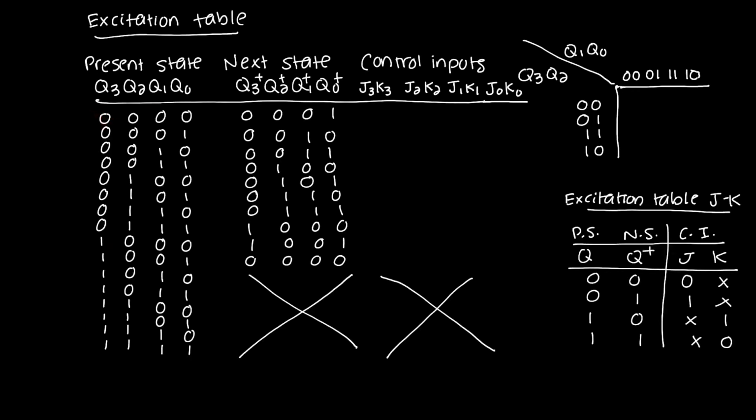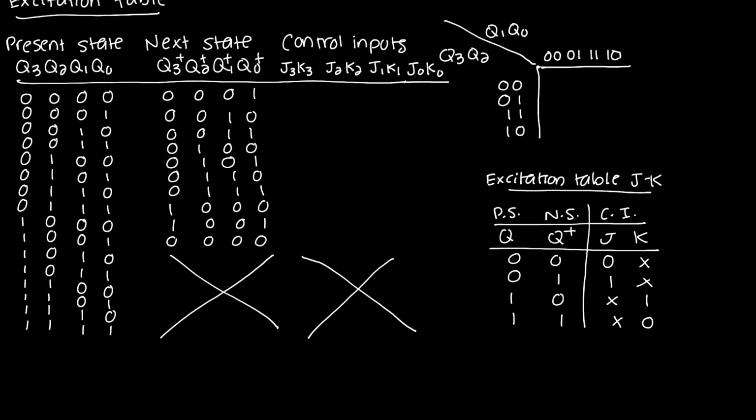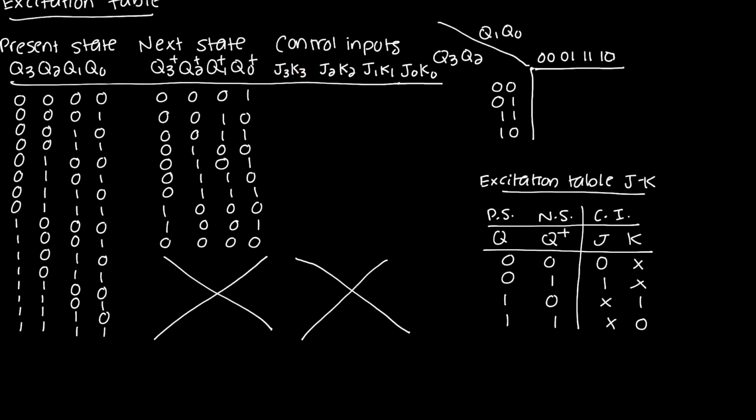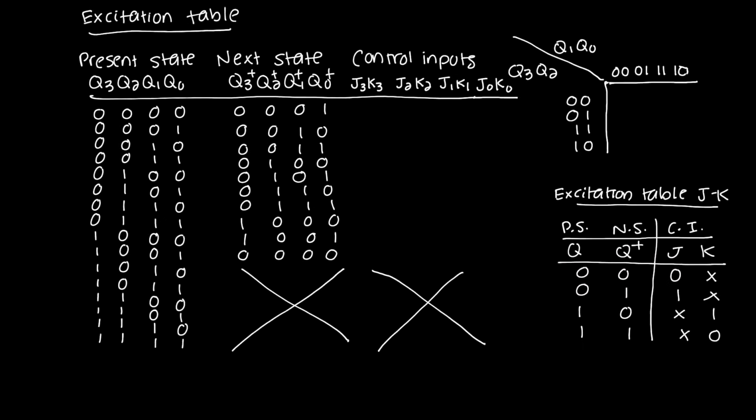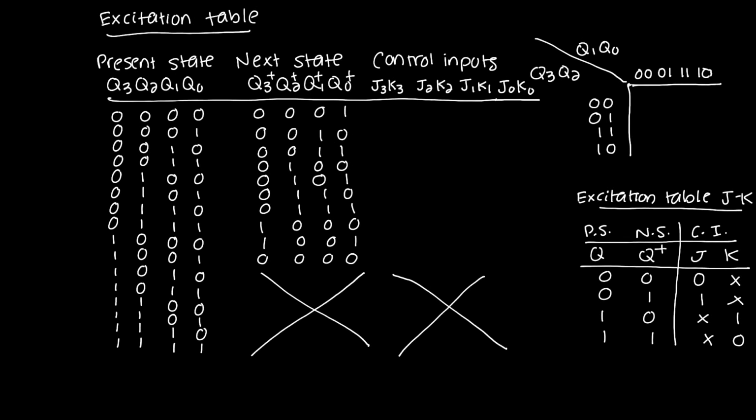So let's look here. Again, I look at present state, I look at next state, and I'm going to do it one flip-flop at a time. So right now I'm only looking at Q3. Control inputs are J3 and K3, and I look at the first row of the table. So I'm going to fill these out.